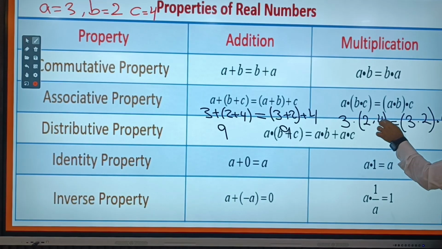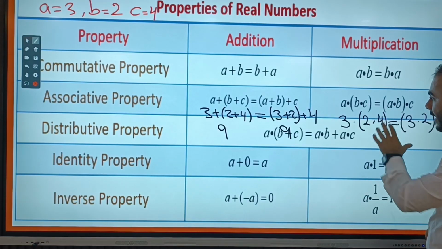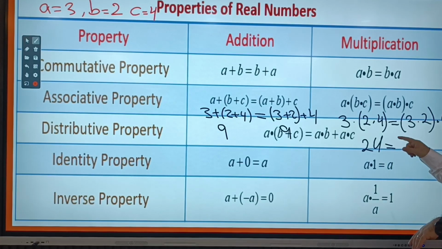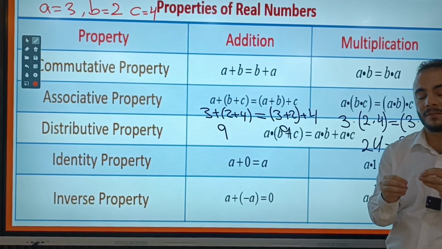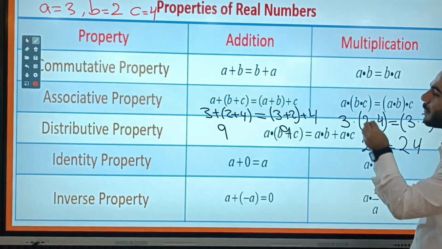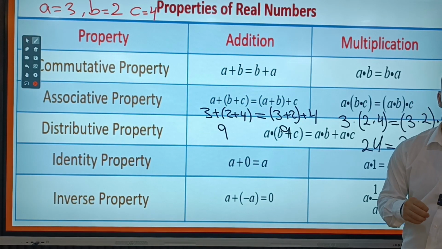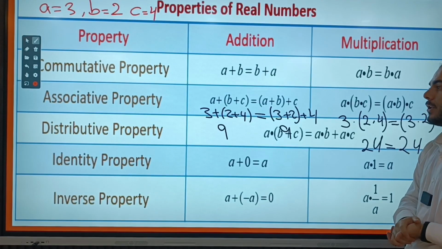So first of all, 2 times 4, 8. 8 times 3, 24. Perfect. Is it the same with 3 times 2, 6, 6 times 4, again 24. Since left side and right side have the same result, we are going to say that associative property works for multiplication too. That's all about associative property.